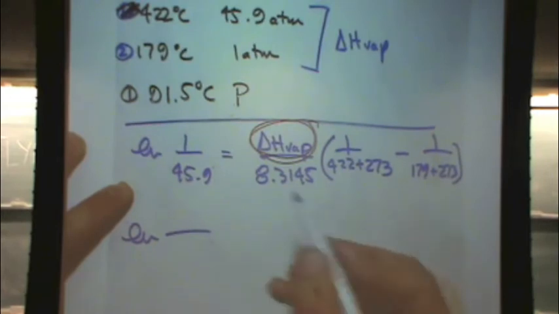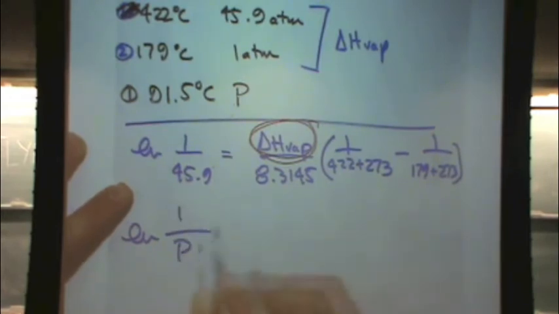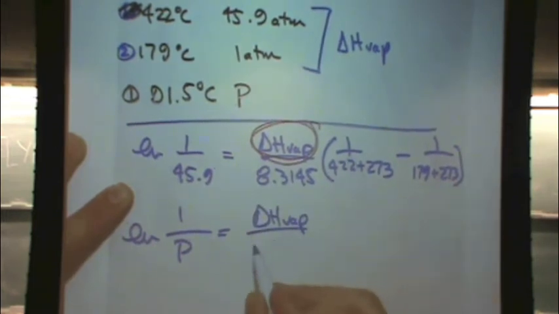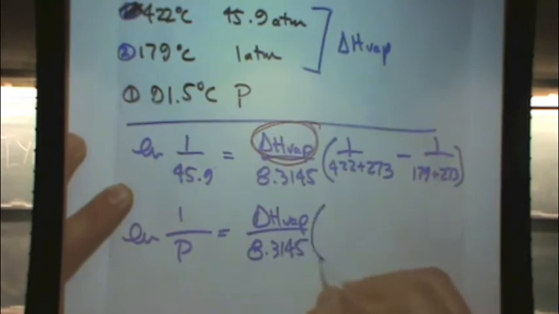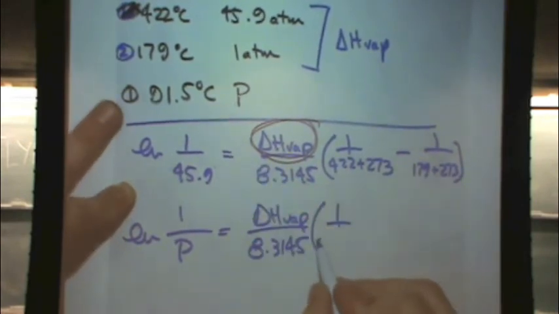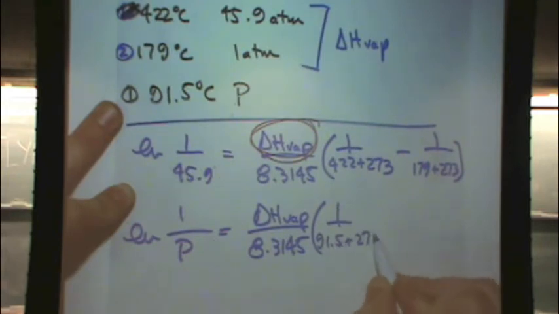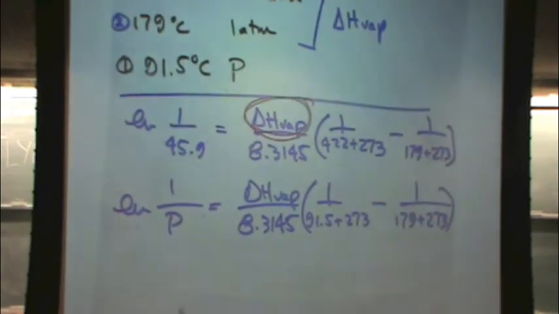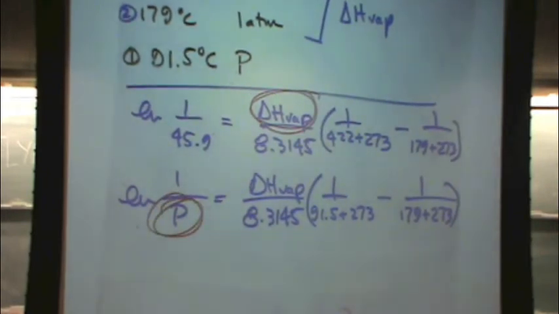Natural log of P2 over P1, where P1 is the P, equals delta H of vaporization, I just found that number from the previous calculation, divided by 8.3145, times 1 over T1, that's 91.5 plus 273, minus 1 over T2, 179 plus 273. Now here, the only unknown will be P. Solve for that, and that's the pressure at 91.5 degrees. Is that okay? You just want to double check. Make sure you can do these calculations with your calculator. Again, that's a really common mistake here.